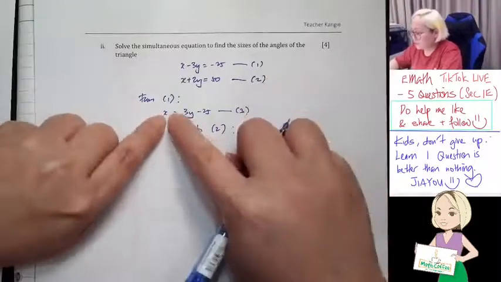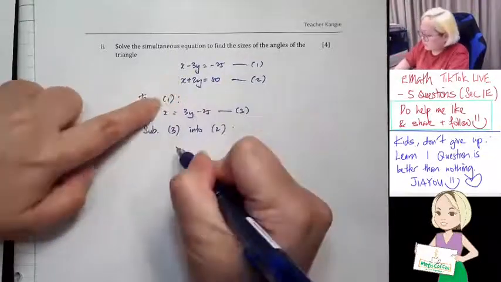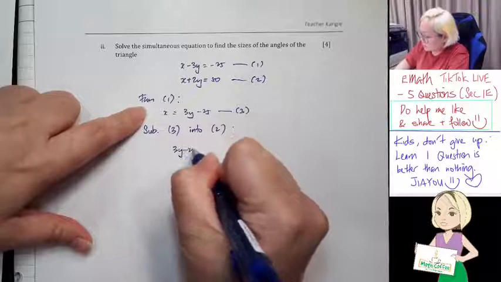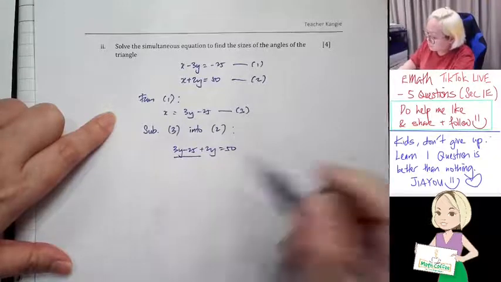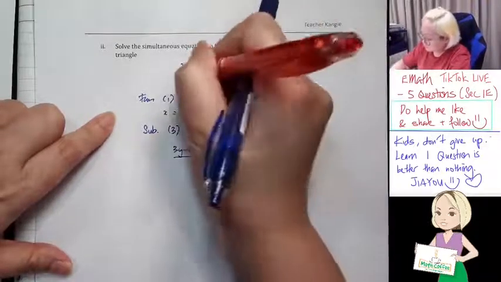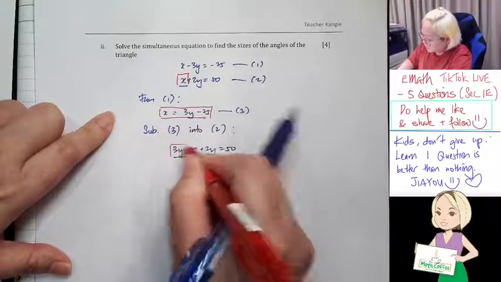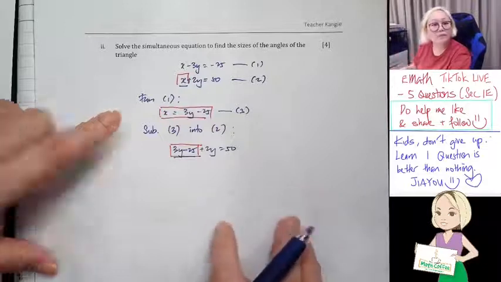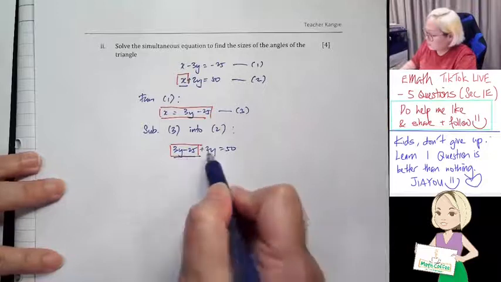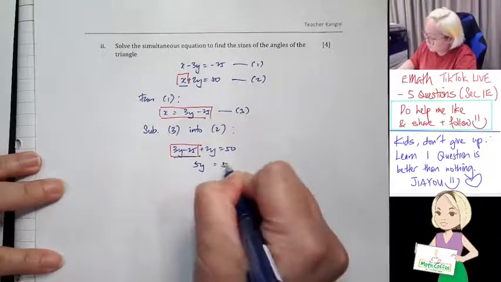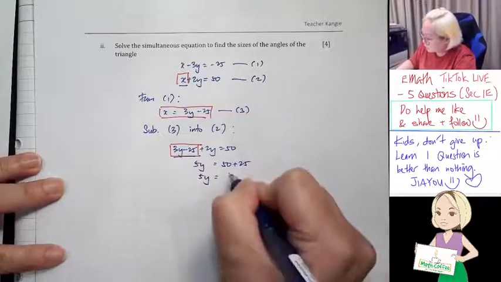It means you need to replace all the x with 3y minus 25. So look over here. So it becomes 3y minus 25, which is the x, plus 2y equals to 50. See here, what I did was I replaced this x with this. Then after that you can see, 3y plus 2y is 5y equals to 50. Minus 25 brought over is plus 25. So I have 5y equals to 75.